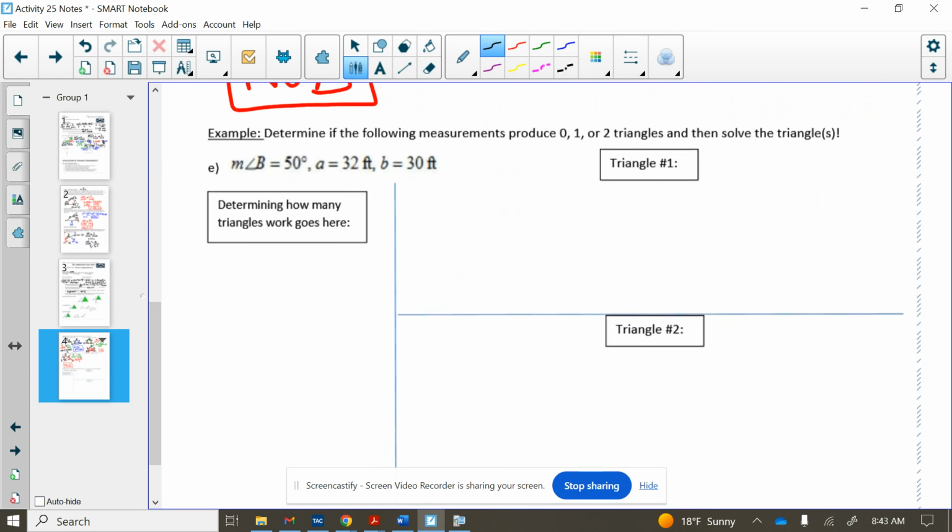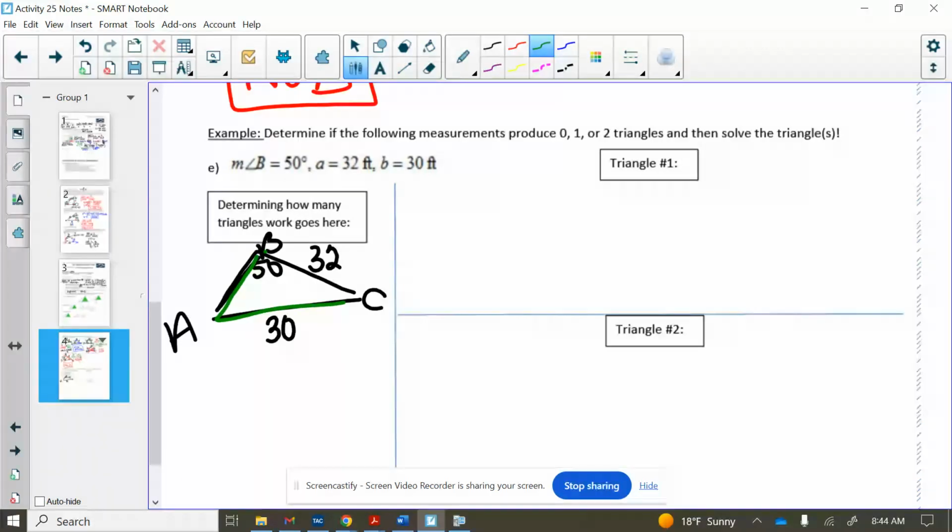All right, now oftentimes what they are going to want us to do is to determine how many triangles we have and then fully solve them out as needed. So if we start off just like we have been doing, we want to look for A, B, C and fill in our picture. This time I'm given angle B and little b, and then I'm given little a. So actually the angle I'm solving for to start on this one is going to be angle A, because I have 32, which is across from that. And then I have given to me 30 and its angle buddy 50.